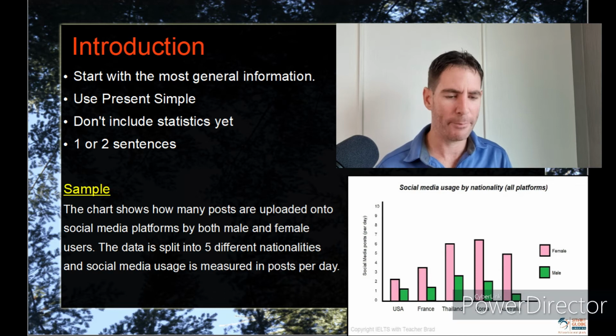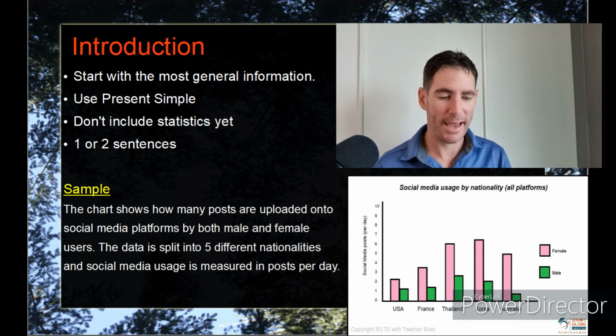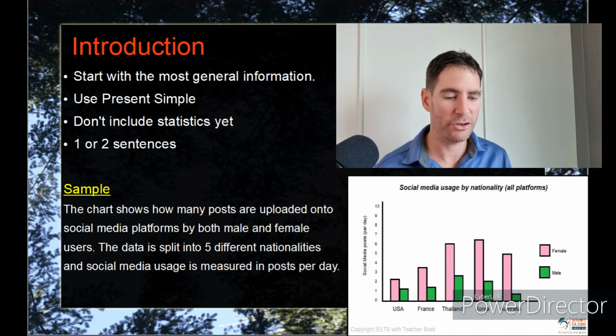Okay, the chart shows how many posts, what are we measuring, and how is it measured. We are measuring social media usage, and it's measured in posts per day. And the categories in this case are male and female in 5 different nationalities. You can see USA, France, Thailand, Korea, and Australia.